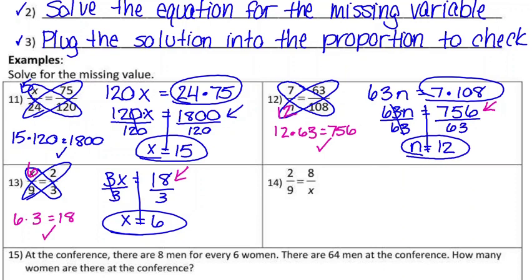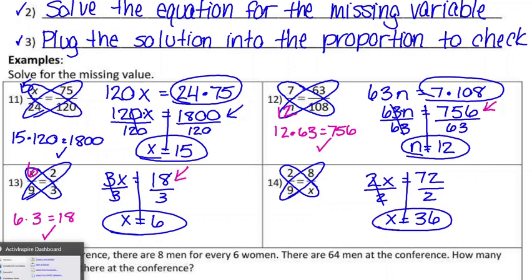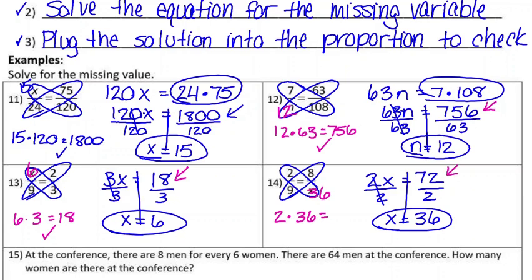And then the last one we're going to do together, start with the x. So I'm going to do 2 times x first, which is 2x. 9 times 8, which is 72. Do the inverse, divide by 2 on both sides. So I'm left with x is equal to, and 72 divided by 2, use that calculator if you need to, is 36. Plug it back in. 36 goes here. So that means 2 times 36 should equal 72. And it does, if I check it in my calculator.